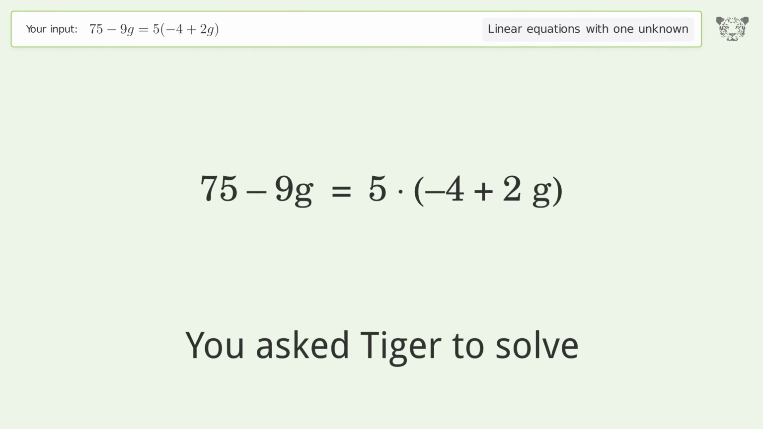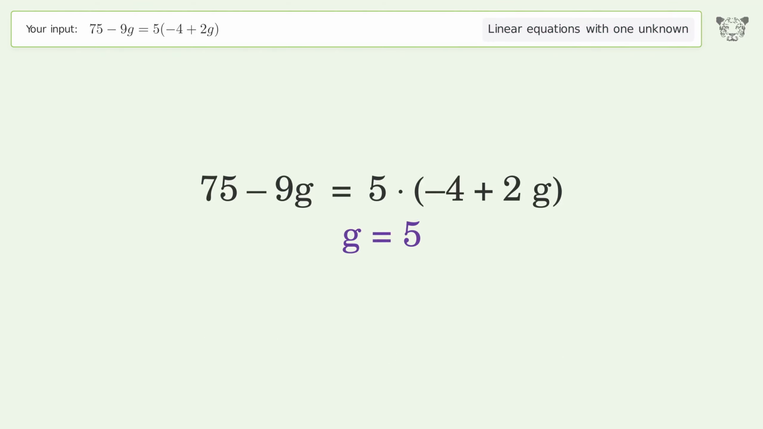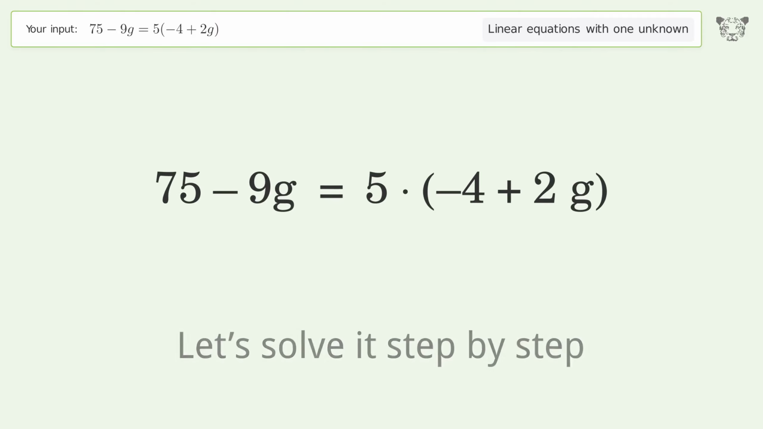You ask Tiger to solve this. This deals with linear equations with one unknown. The final result is g equals 5. Let's solve it step by step.